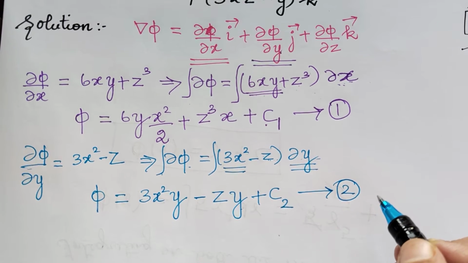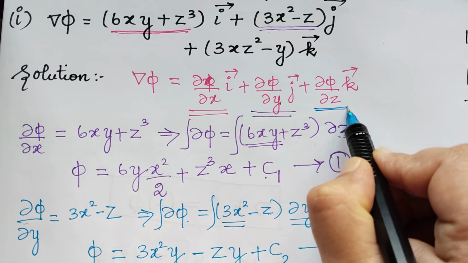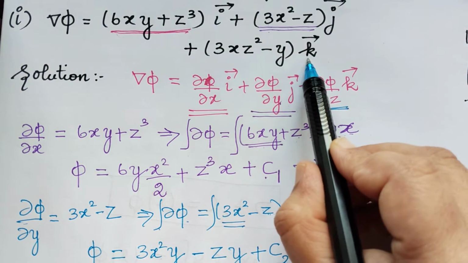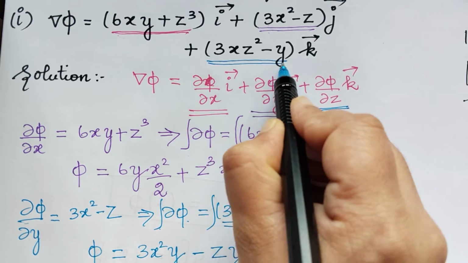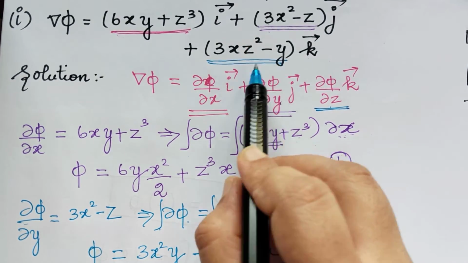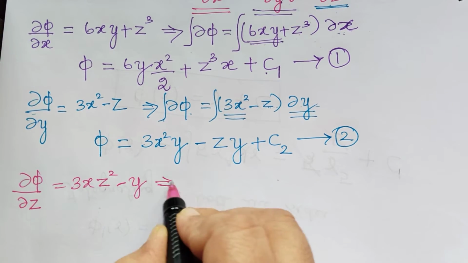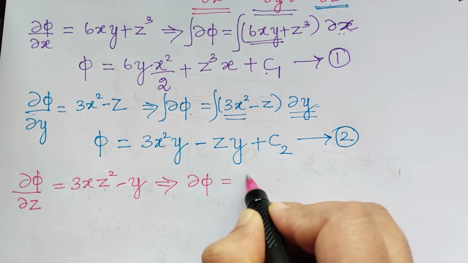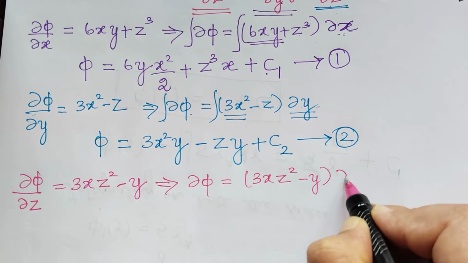Now we have to compare the k component. The k component over here is ∂φ/∂z, and the k component over here is 3xz square minus y. So ∂φ/∂z is equal to 3xz square minus y. So let us write that. So I have written that. So from this, ∂φ will be equal to (3xz square minus y) ∂z.